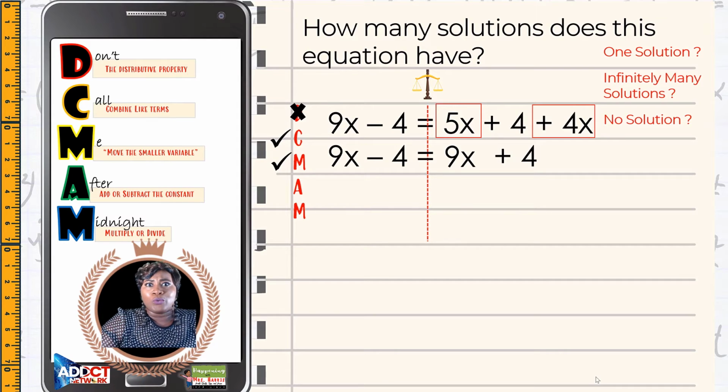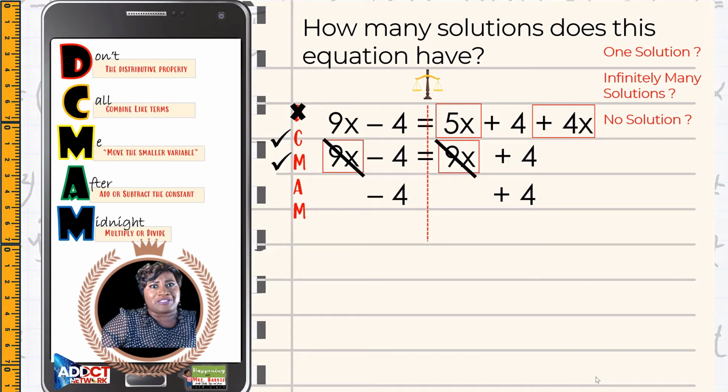Now let's see which one is smaller. Neither one of the variables is smaller because they're both the same. When they are both the same, remember our rules, we will eliminate both variables. We'll eliminate both terms. Then we'll just bring down what we have left, which is negative 4 and positive 4.